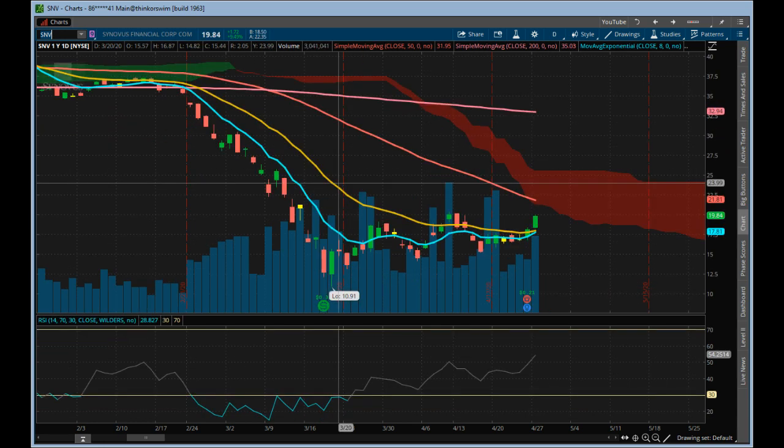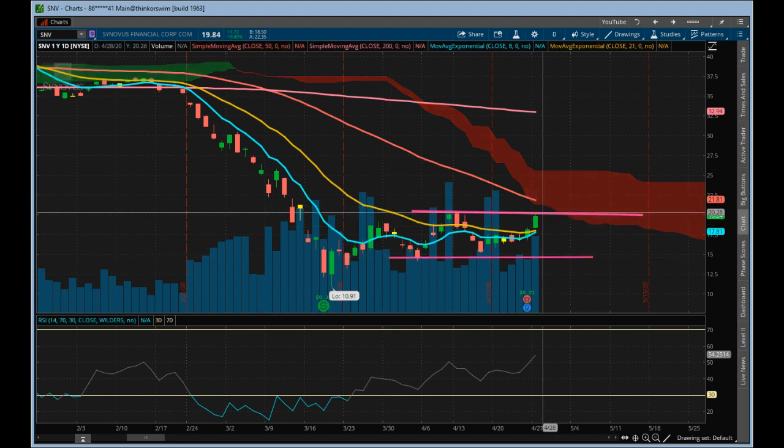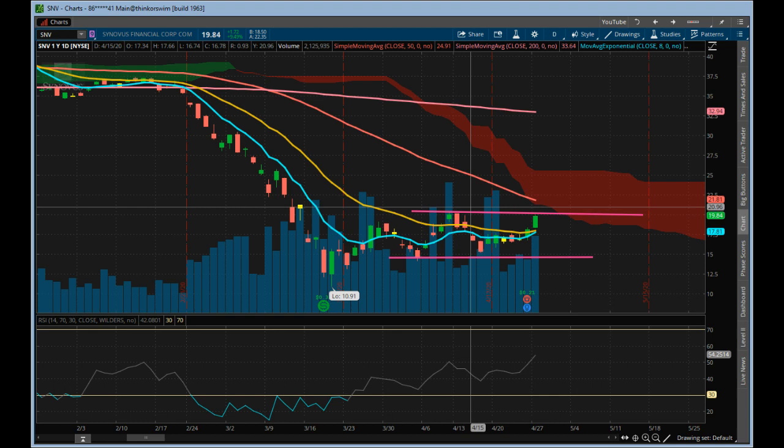SNV. Okay, yeah, SNV looks good. Nice move right there. Still in this range, still kind of range bound, but it's definitely showing interest in getting out of there. So let's see if we can have another strong close on that one.